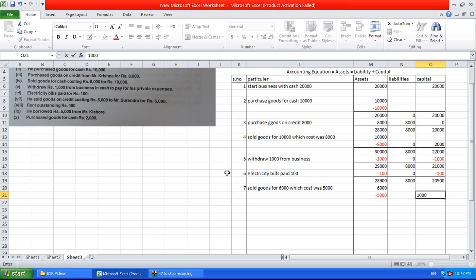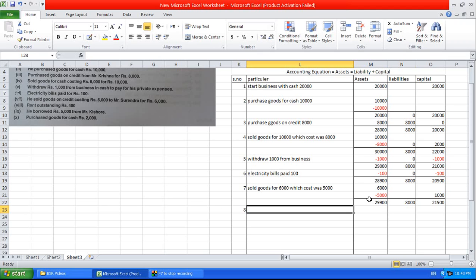1,000 profit means after passing this entry, what is the effect? We can see the effect is here: 1,000 increase, 29,900. Here 8,000 only. Here 1,000 more means 21,900. Now go for 8th.